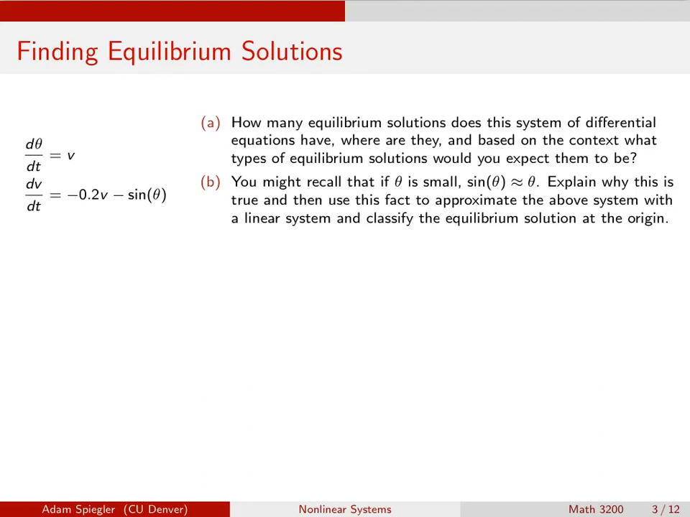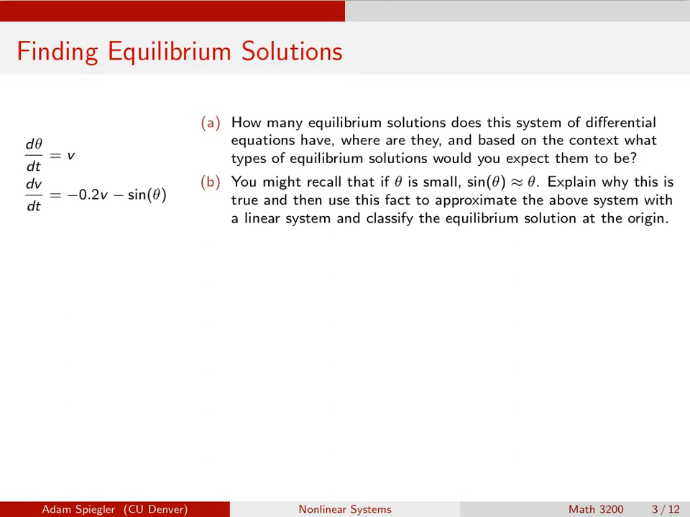Okay, so now let's take a look at this nonlinear system of two first-order differential equations that we just derived for the pendulum. So theta is representing the position of the pendulum at time t, and v is representing the velocity of that pendulum at time t. So the first question is, how many equilibrium solutions does this system have? And based on the context, without doing the math, let's think about whether we expect them to be stable or unstable.